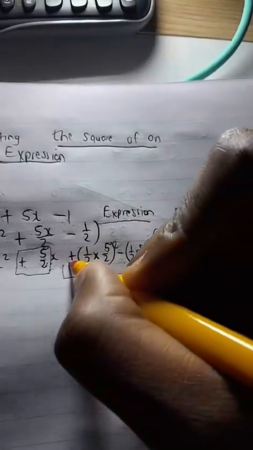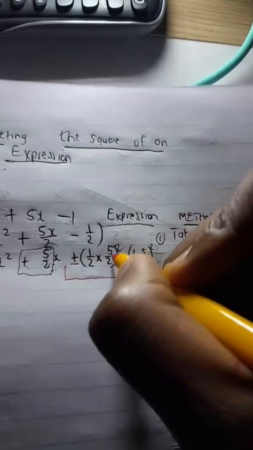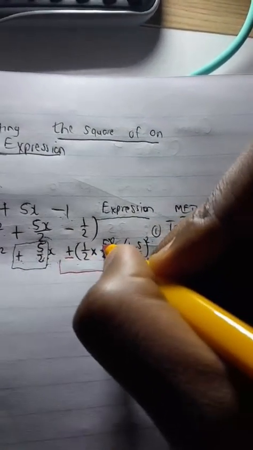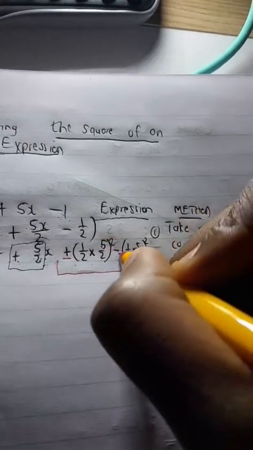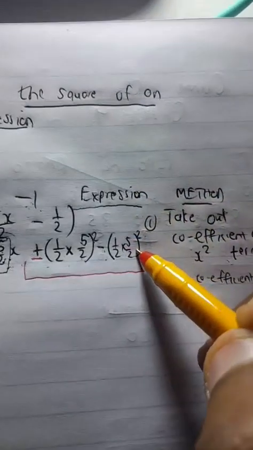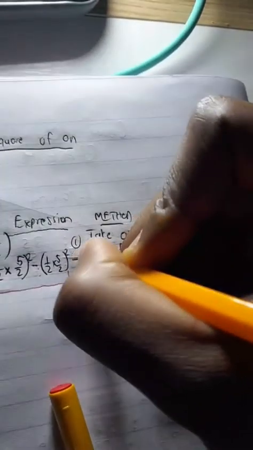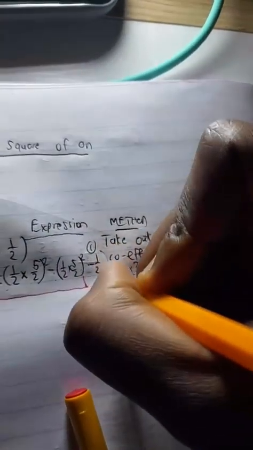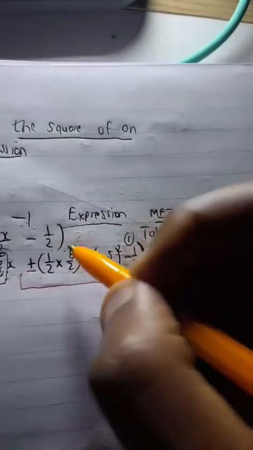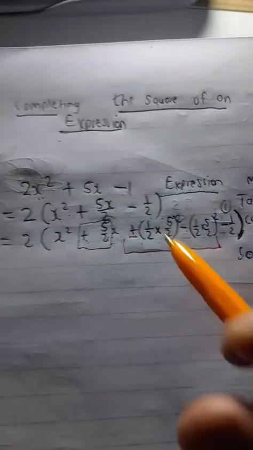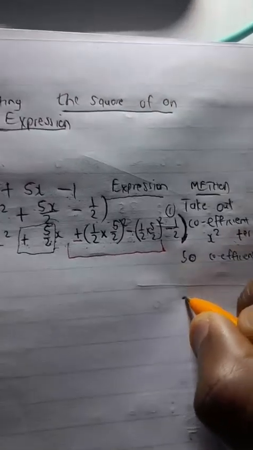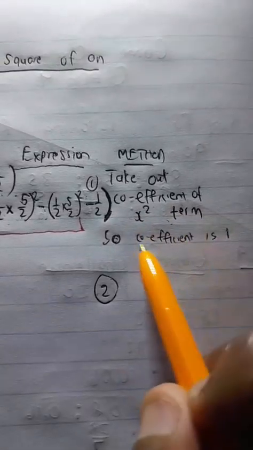We first start by adding half of the coefficient, whatever the coefficient of x is. We halve the product of the coefficient of the x term, and we square it, and then we subtract half the coefficient of the x term squared. Then remember, there was a negative half, which was the last term. Make sure that negative half is written at the very end, and then we close the bracket. Okay, right. So step number 2 on our notes, after taking out the coefficient of the x squared term, so the coefficient is 1. Step number 2 is what?